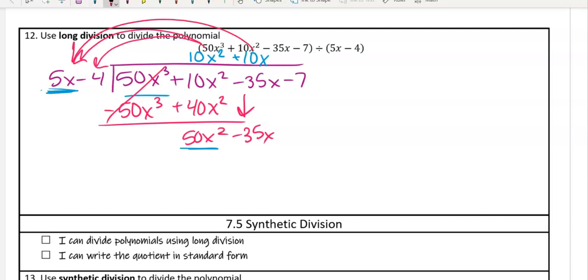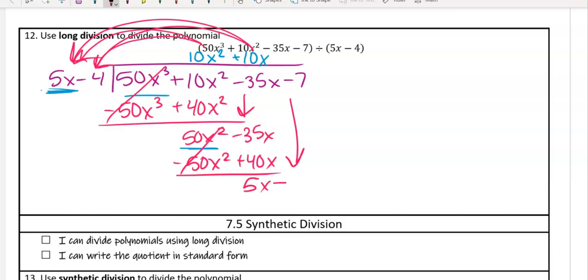We go back into multiplying. 10x times 5 should bring us right back to 50x squared. And then we have 10x times negative 4, so negative 40x. Change your signs and combine. 50s cancel out. 40 minus 35 leaves us with 5x. Bring down your next term. We go right back into dividing. 5x divided by 5x. Ooh, we get a nice positive 1.